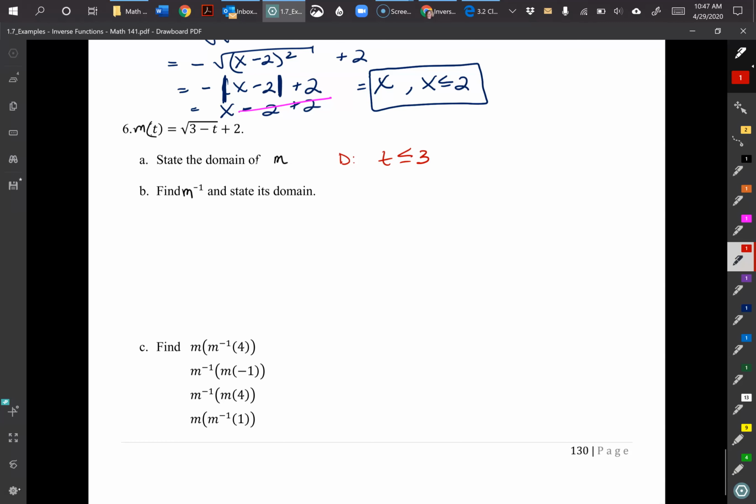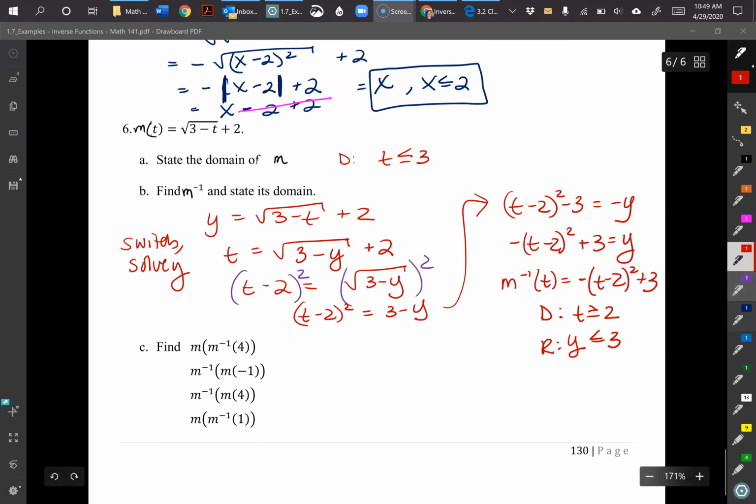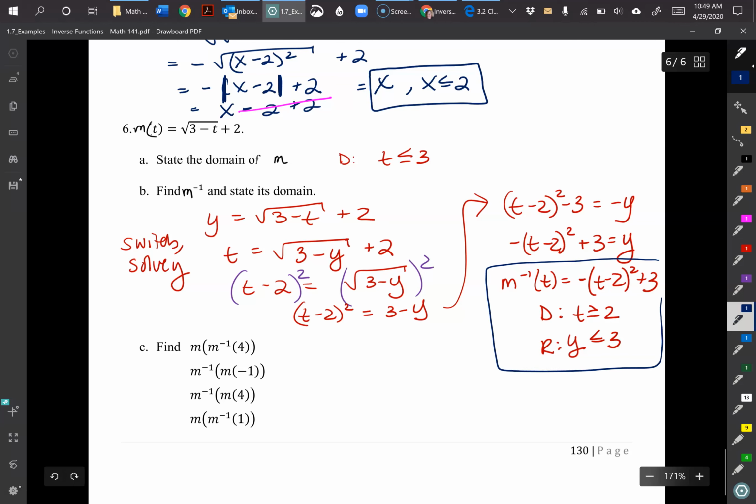So again, we're just going to do the switching thing. Try that one on your own and see if you can get that to work. Okay, so here's the answer for that. You can check your steps against mine, and the domain has to be greater than or equal to 2, because I can look at the range on my original to figure out the domain on the inverse.